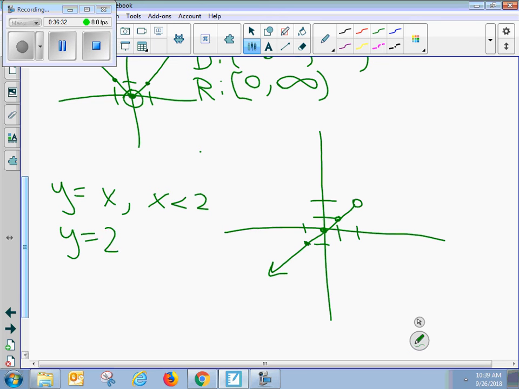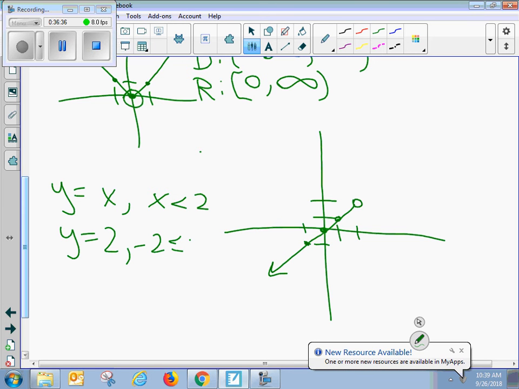Graph number 2 said graph y is 2. That's a horizontal line with a height of 2. But do it between negative 2 and 6 and include them, which means fill in the points. So at a height of 2, x is 2, height of 2, x is 6, draw a horizontal line. So there's my pretty segment. Still with me? Yes?